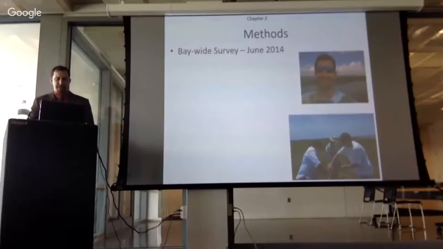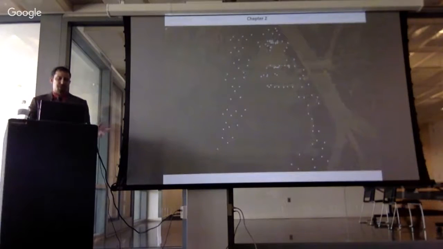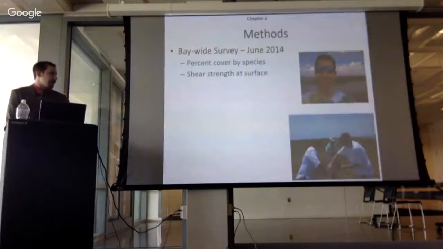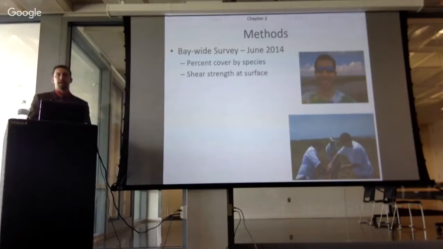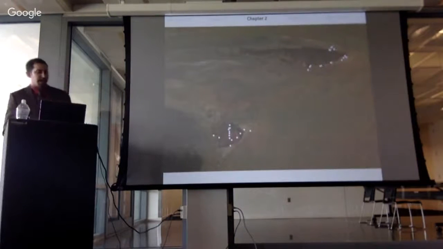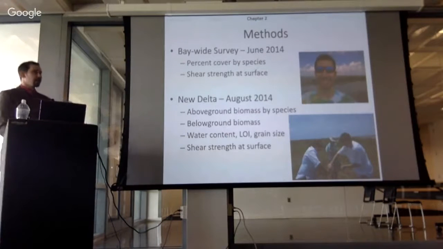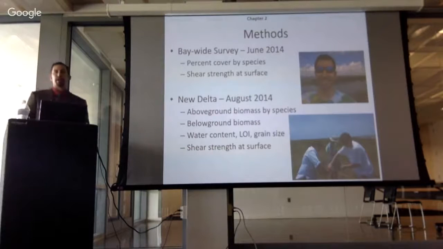So I conducted two surveys in 2014. The first is part of a separate study. I hit 120 points throughout West Bay, regardless of whether they were new or old. At each station, I assessed percent cover of each species, as well as took a shear strength measurement at the surface. I returned in August of 2014, focusing on that new delta. I accessed 35 stations. At this point, I actually harvested biomass both above ground and below ground using a peat auger. I took a sediment subsample to assess water content, organic content, and grain size. And finally, again, took a shear strength measurement at the surface.